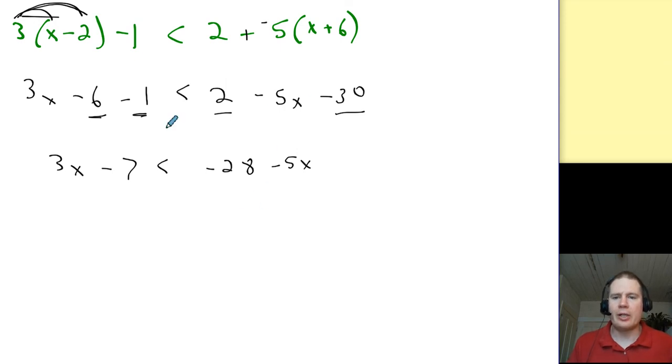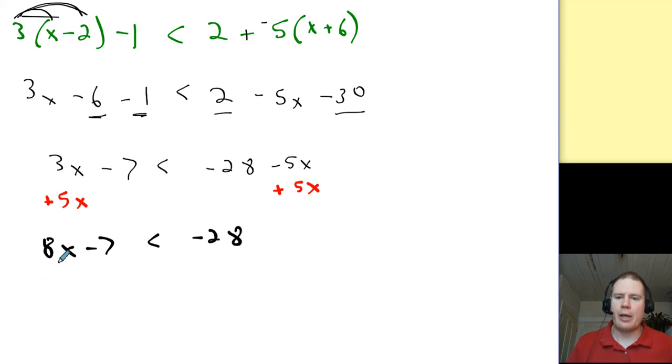It's kind of nice for our inequality symbols to start with x is, so I'm going to add 5x to both sides there. 3x plus 5x is 8x. Now that my x's are on the left, I'm going to add 7 to both sides. I should have switched colors, I'm sorry. Negative plus, those are going opposite directions, so I get the difference, which is 21. This is a negative number, but I didn't multiply by a negative number.